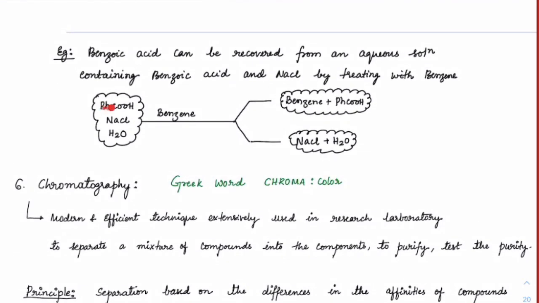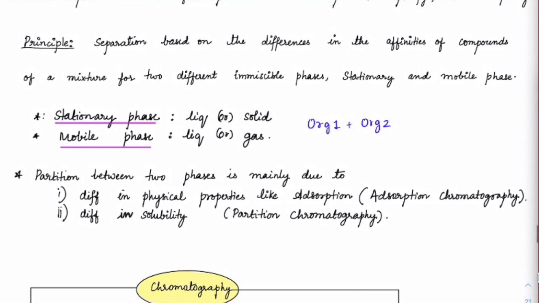I'll show you one example. See here. For example, if you have benzoic acid, NaCl and water, all combined as a mixture, and I added it to benzene, then slowly and steadily all the benzoic acid will enter into the benzene layer. NaCl and water will form a separate layer and become an aqueous layer. So this is an organic layer and this is an aqueous layer. Like I said, it depends upon differences in the affinity of the compounds.